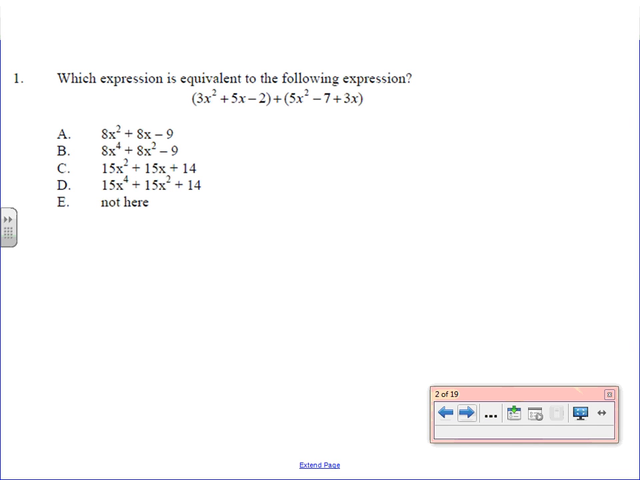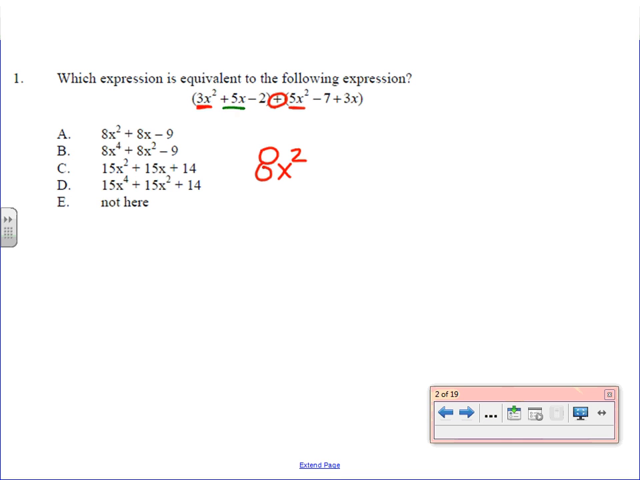Now, when you're adding, you can only add things that are alike. So what we're going to do is start by adding this x squared with this x squared. Here's the operation, addition. So if I add a 3x squared with a 5x squared, you're going to end up with an 8x squared. Remember, we don't touch the exponents when you're adding. So there's the first part.